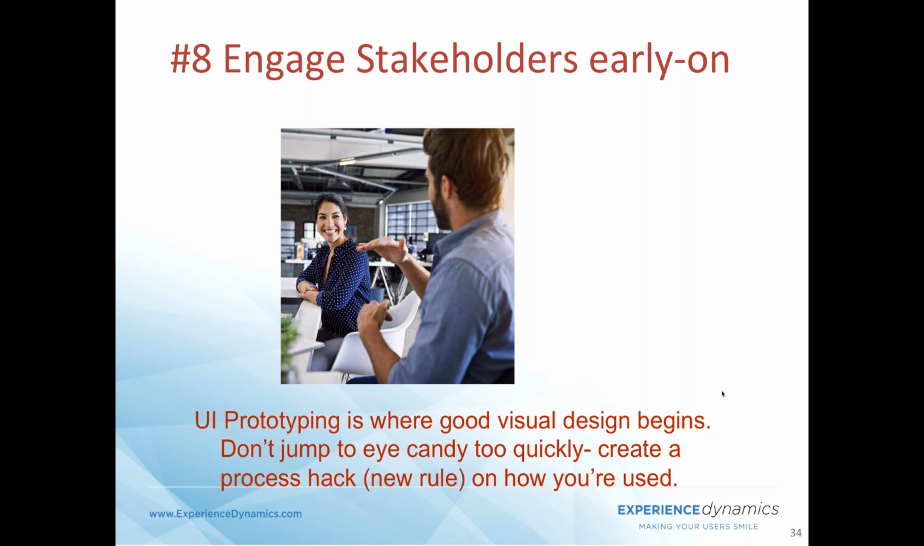So the final eighth one here is to engage stakeholders early on. It's really important to change your process, like add a new rule. And this is for directors or leaders of teams. You're going to have to force this in your organization, because stakeholders, business teams, will ask for eye candy.